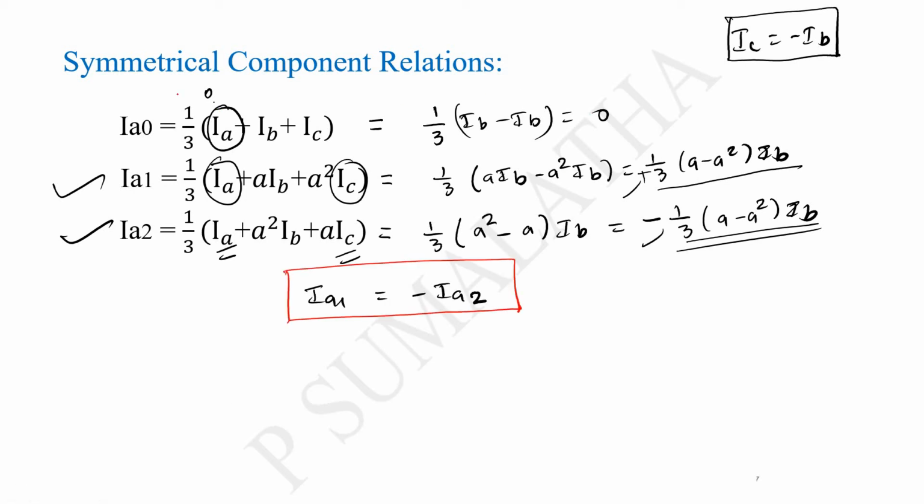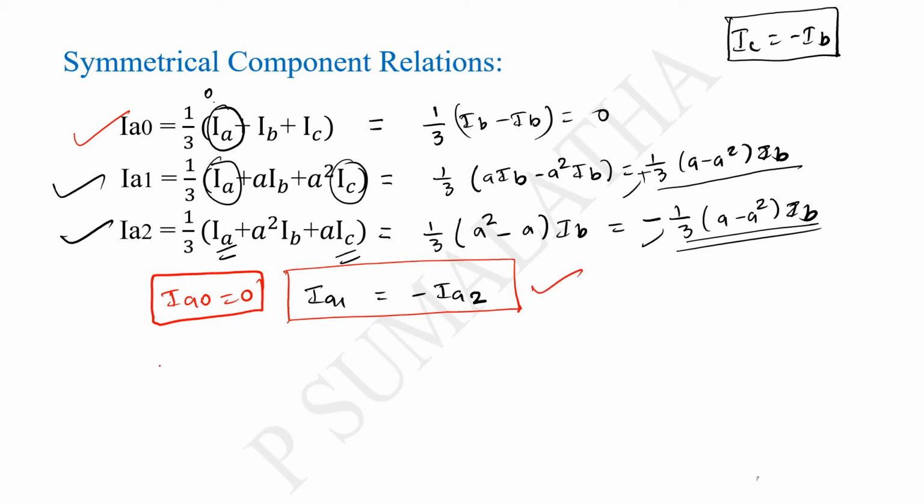And one more condition that we got: the current Ia0 is equal to 0. So we don't have any current Ia0. If you find the voltage, Va0 is equal to minus Ia0 into Z0, so that also will be equal to 0. We know from the previous derivations that for the line-to-line fault, the zero sequence components will always be 0 because there won't be any ground terminal present in the system. The interconnection of the sequence network will have only the positive and the negative sequence.